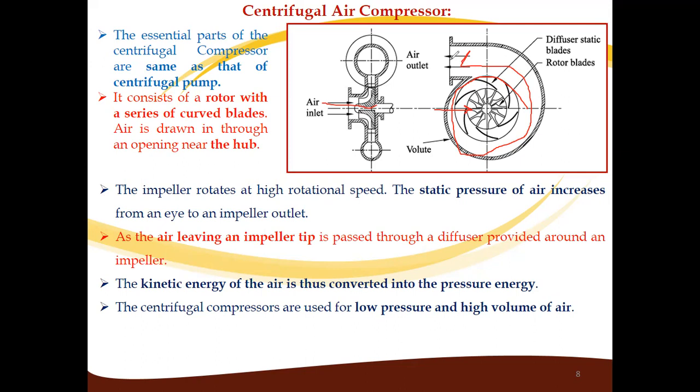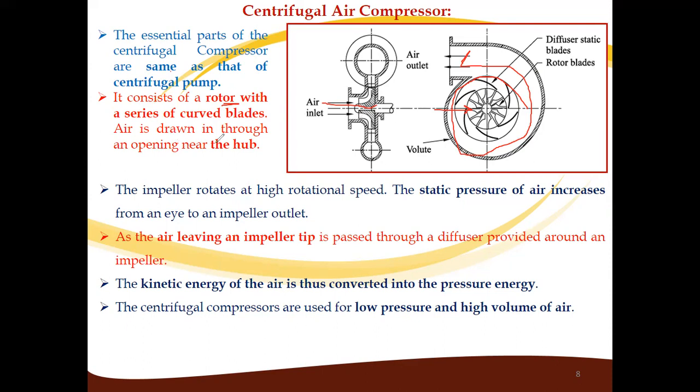Only in case of pump, we have a liquid working fluid. In case of this compressor, we have either air or gas as the fluid. So the essential part of centrifugal compressor is the same as that of pump. It consists of a rotor with a series of curved blades. So this is a rotor with a series of curved blades. So this part is called an impeller.